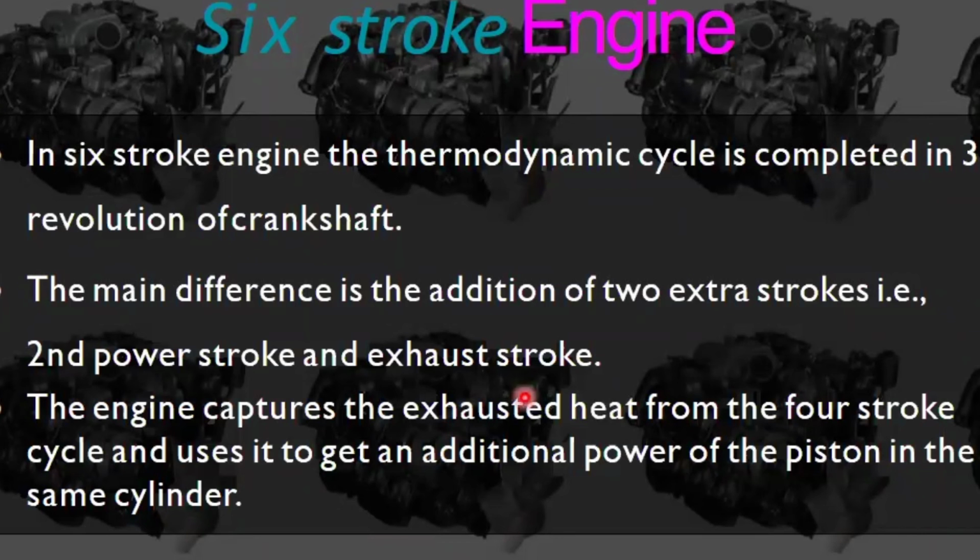Here we are going to have three crank revolutions. In a two stroke engine there is one crank revolution, and in a four stroke engine there are two crankshaft revolutions. Since here we are adding two more strokes, we should have another crank revolution. For every two strokes we have one revolution, so six strokes means we are going to have three crank revolutions.